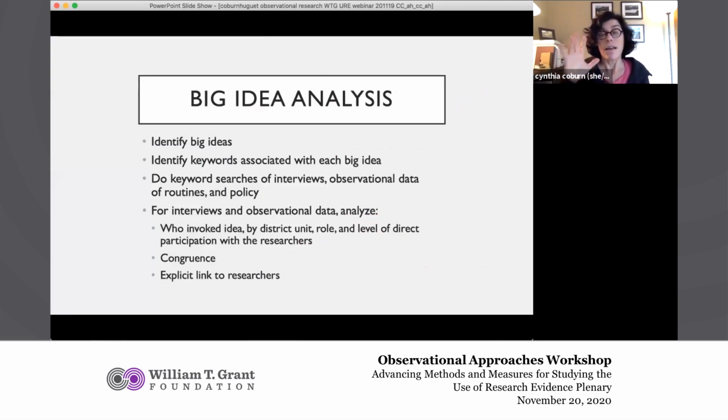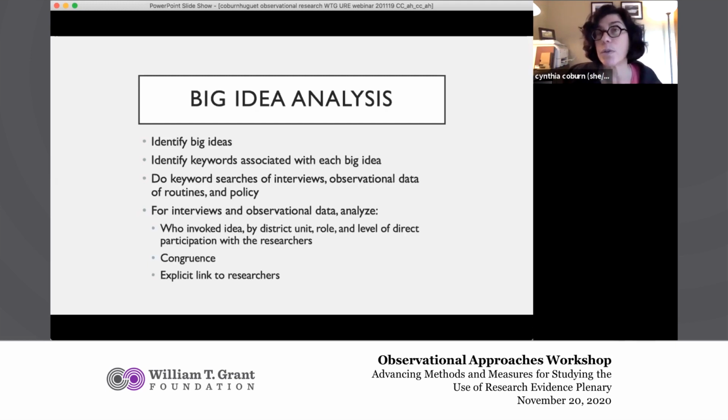So after we find everything for the interviews and the observational data, we do something a little different for the policy documents. We then code who invoked the idea by district unit, role, and level of direct participation with the research partners, because that enables us to see how ideas are moving through the district beyond the folks who are working really closely with the district, with the researchers.